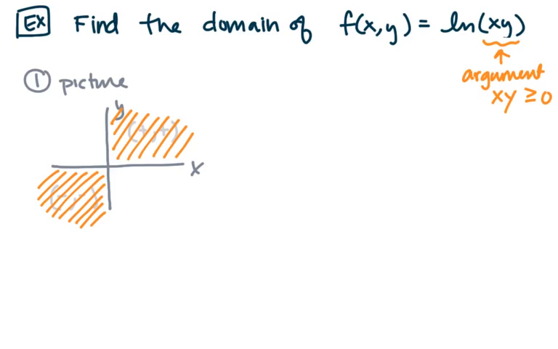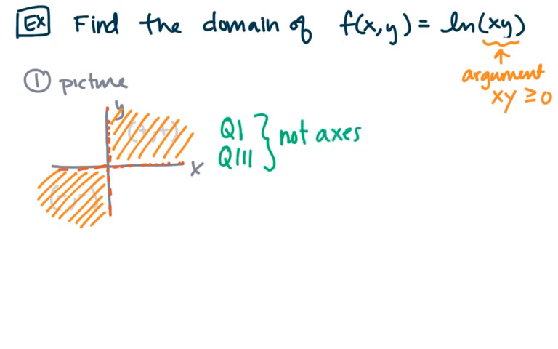Can we include the axes? And the answer would be no, because that would be 0, and you can't take the natural log of 0. So I'm drawing dotted lines here to indicate that we are not touching those boundaries. So it is any ordered pair in the unbounded region of quadrant 1 and quadrant 3. So that would be the picture of what it looks like. And again, quadrant 1 and quadrant 3, but not the axes.